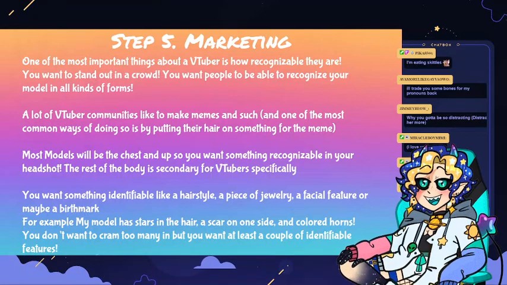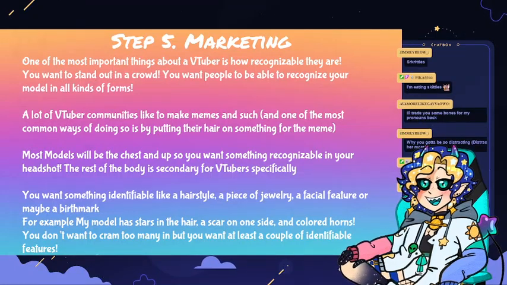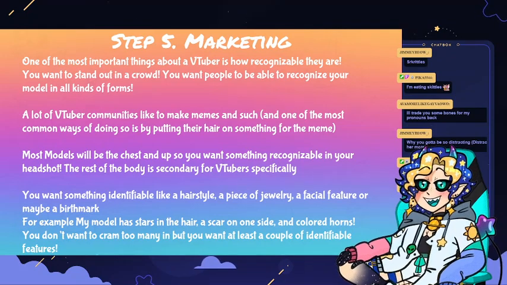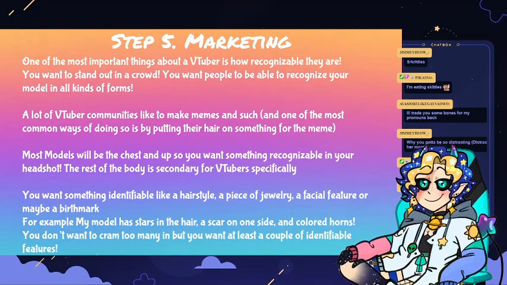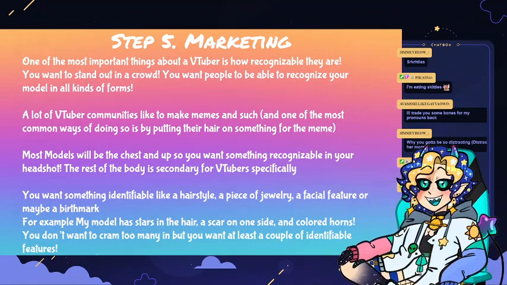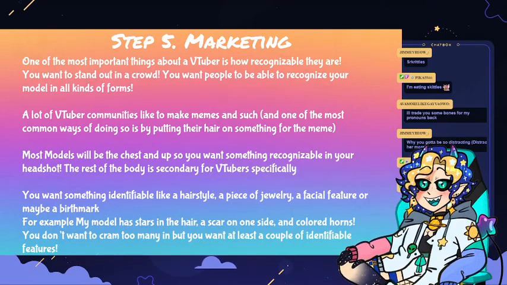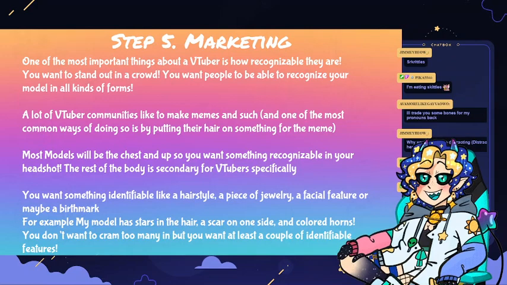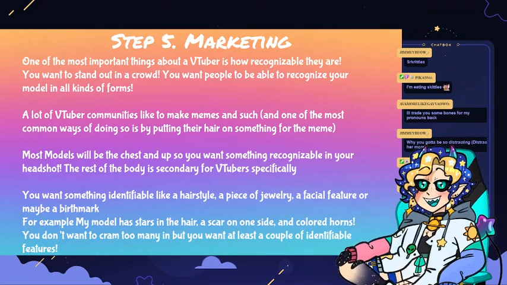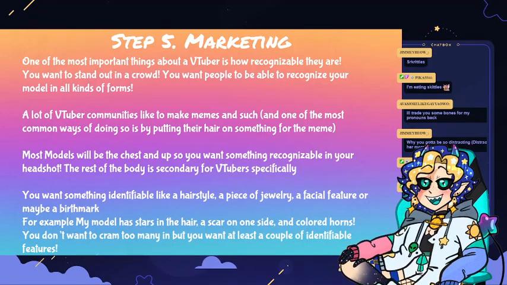Another example of this is a lot of VTuber communities like to make memes and such. One of the most common ways of doing this that a lot of VTubers do, I'm very guilty of doing this because I do this a lot, is putting those VTubers' hair on things. I actually made Comfy and Cozy both just transparent versions of their hair so that people in their community can make memes with their hair. So they could just stick their hair on images and add a funny title, and that's how it goes.